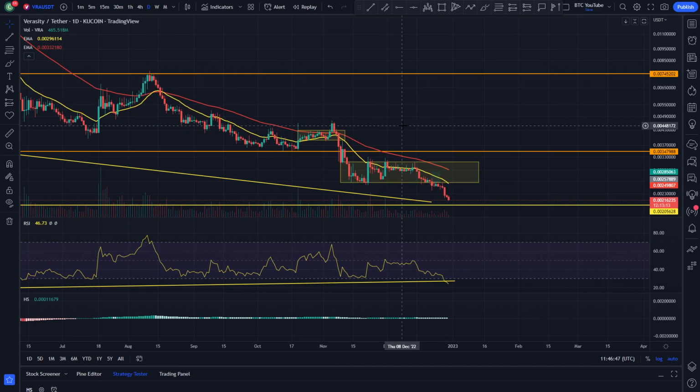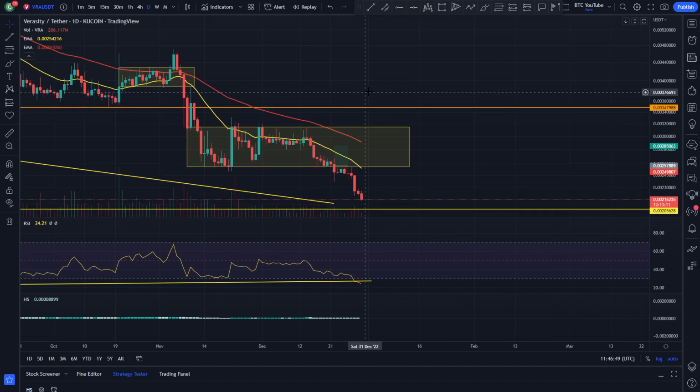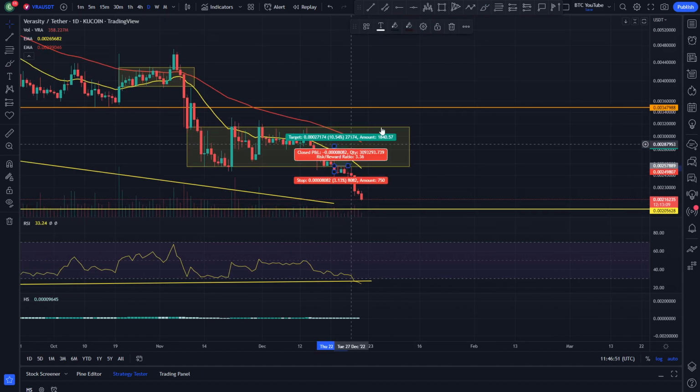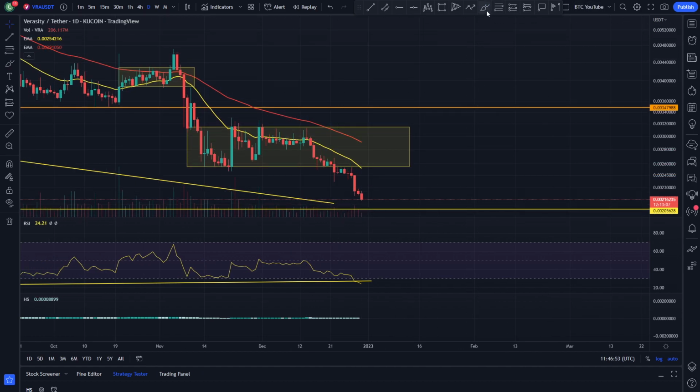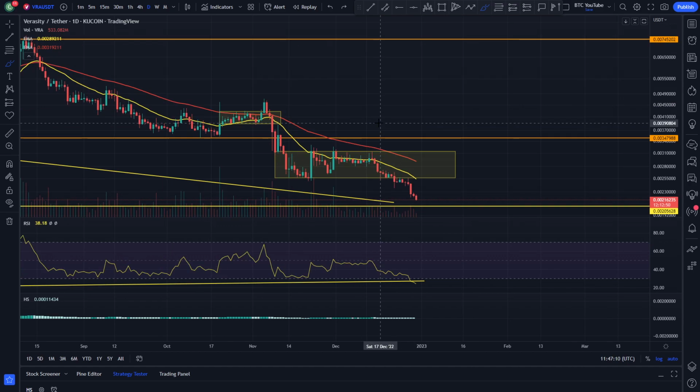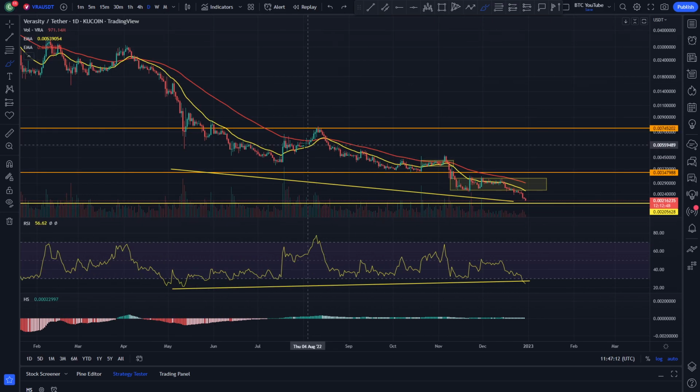We are just taking a quick look at Verasity here, and as we predicted in yesterday's video, we are continuing to the downside, shedding more market value against Bitcoin and against USDT. We're continuing to see selling pressure. A lot of altcoins are doing this right now, being sold and put back into Bitcoin. And we are seeing a continuation of the trend for Verasity. It does seem as though it is actually accelerating a little bit to the downside.